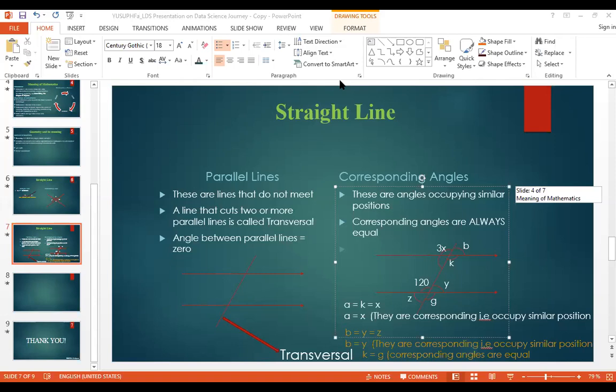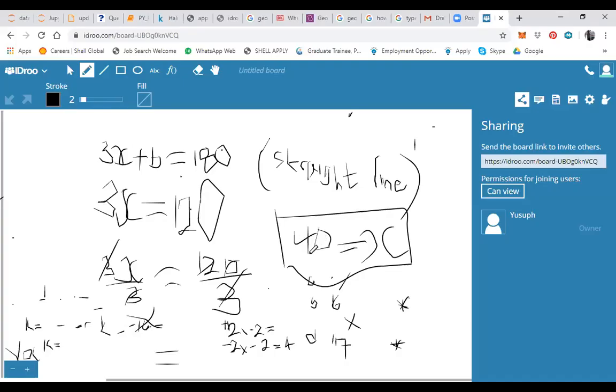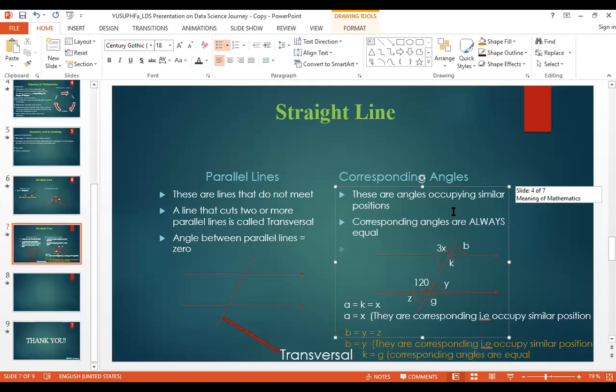I'm back to this other screen. So you should be seeing the new screen now. X is equal to 40, and the reason is because of what I just demonstrated there. Because 3x and 120 are corresponding angles. Once you are able to get the value of x, we can get the rest of them. Let's quickly check again. Now, back to the other screen where we have B, K, and Y.